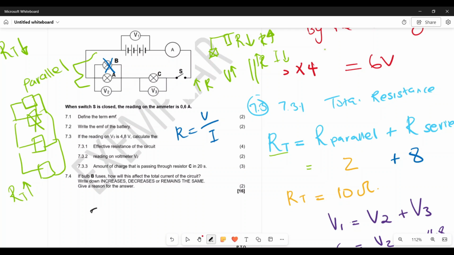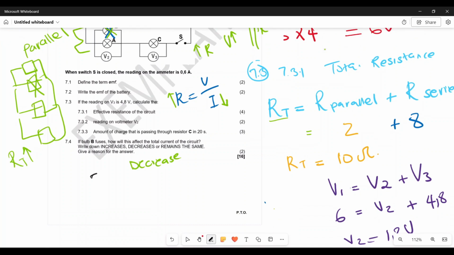So first you ask yourself, that resistor you're removing, is it connected in parallel or in series, right? Now you know that it's connected in parallel. And what did we say? When you remove a resistor connected in parallel, what would happen to your total resistance? Your total resistance would increase. Now, as a result of your total resistance increasing, what would happen to your total current, which is what the question is asking us? Would it increase, decrease, or remain the same? In this case, your current would decrease. Resistance increases, current decreases.